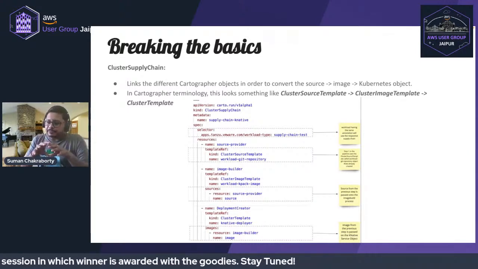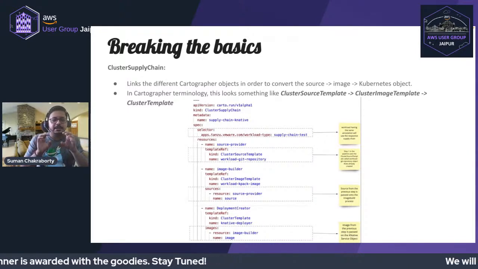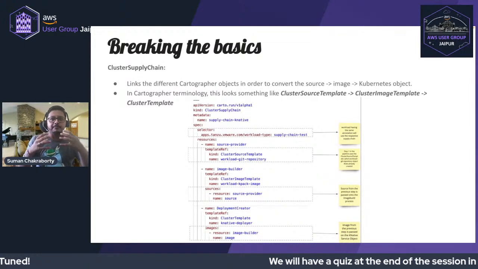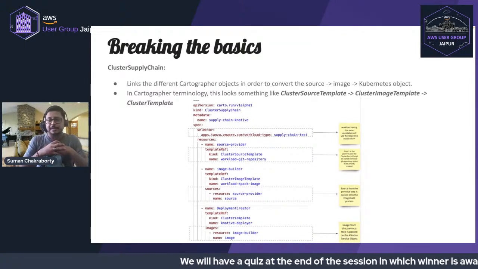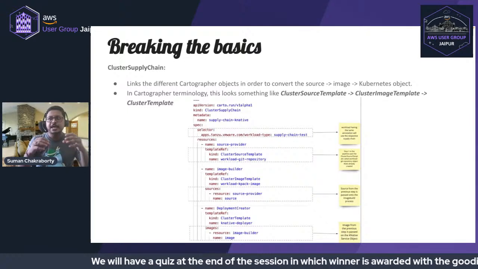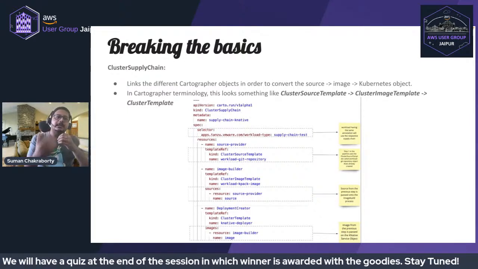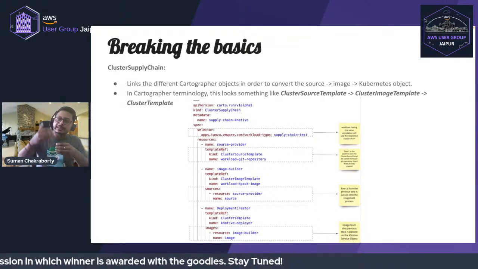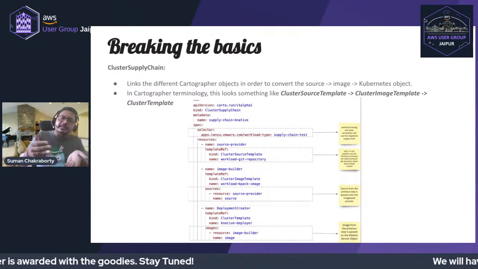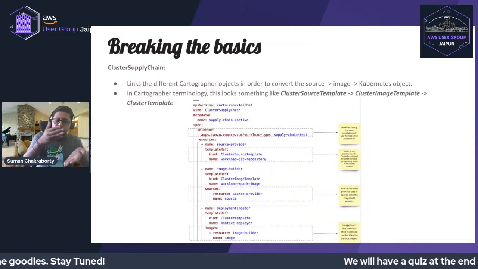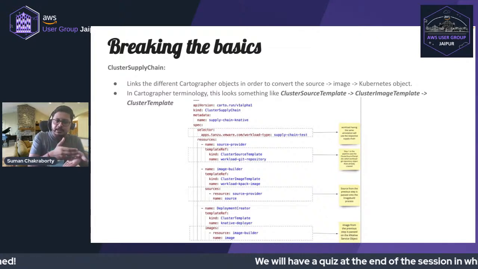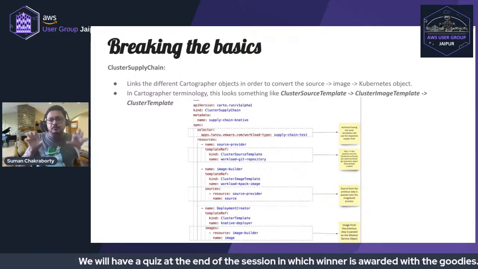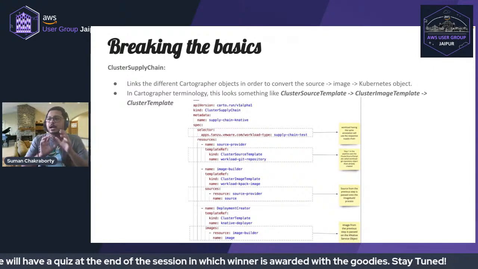So we define all the three important steps in building the image, and together these are combined into something called the cluster supply chain. This supply chain triggers the controller, the Cartographer controller, which is responsible for creating the entire workflow: checking out the code from the source, building the image, and deploying into Kubernetes. This entire workflow is controlled by the supply chain template.